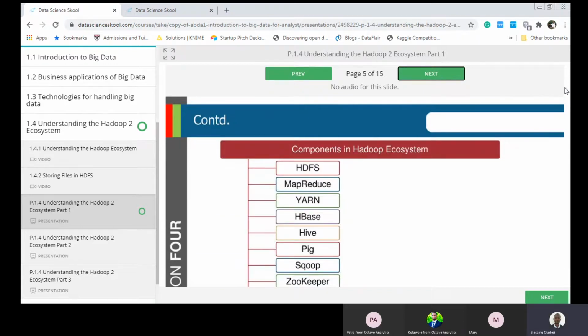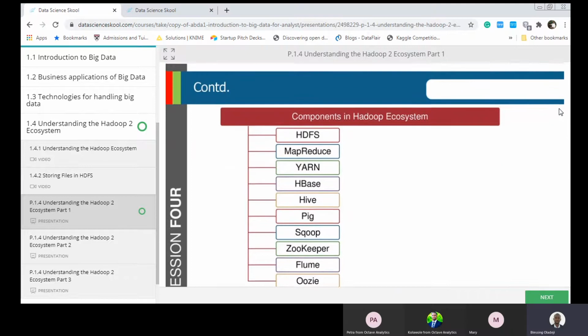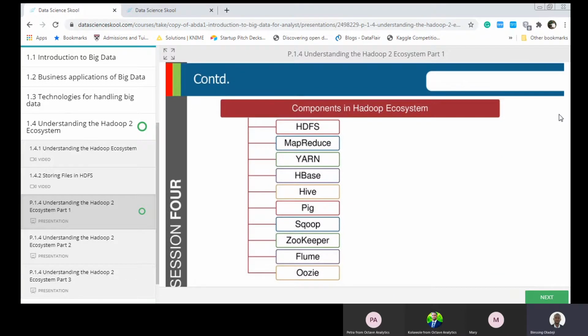So this picture is just a list of the components of the Hadoop ecosystem: HDFS, MapReduce, YARN, HBase, Hive, Pig, Sqoop, Zookeeper, Flume, and Oozie. All of them are different. Those are the different components of the Hadoop ecosystem.